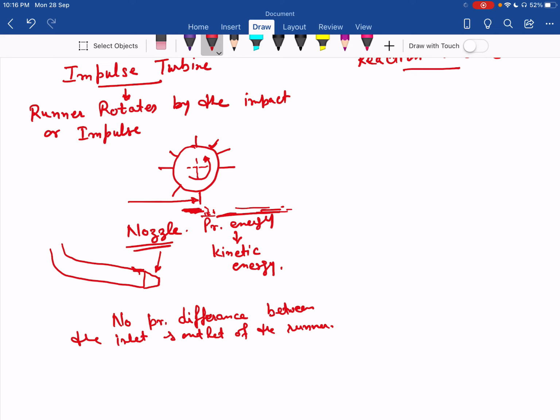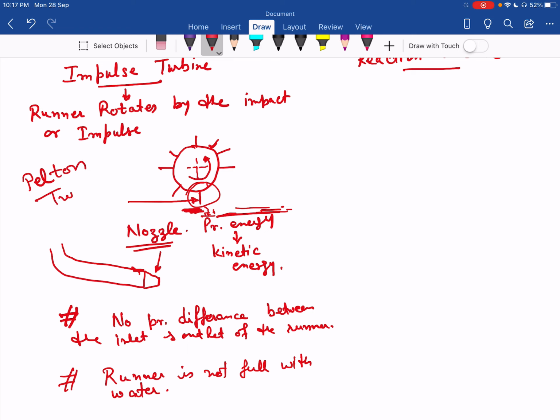Again, that is in contact with the atmospheric pressure. Now here another thing is the runner is not full with water. Only this part where water strikes has water in the impulse turbine. The example of this impulse turbine is the Pelton turbine. Only the Pelton turbine is the impulse turbine we use nowadays.